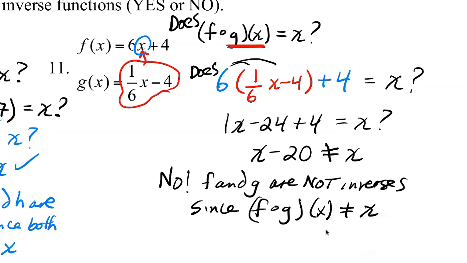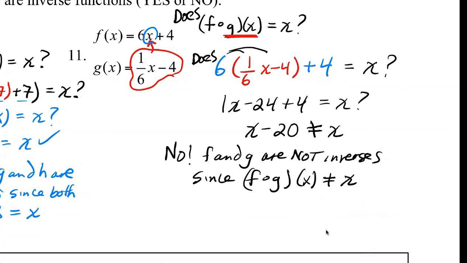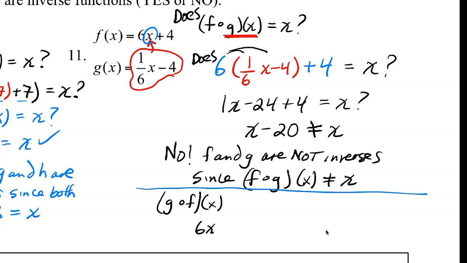Now, if you wanted to do the other way, just to really verify for yourself, you would do g of f of x. So just to do that quickly for you, you would take the f of x function, you'd plug that into the other function and see if this equals x. And this would be 4x plus 6, or 4/6 minus 4. That definitely does not equal x. So neither one of them works.